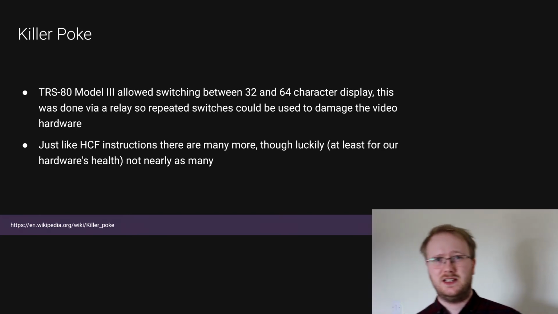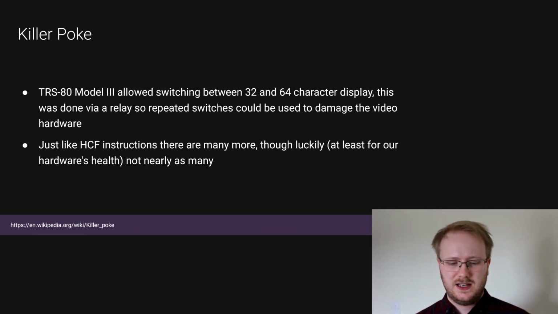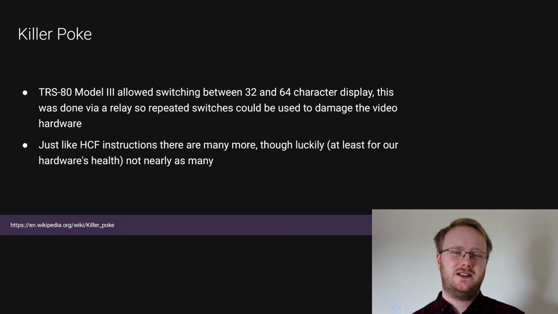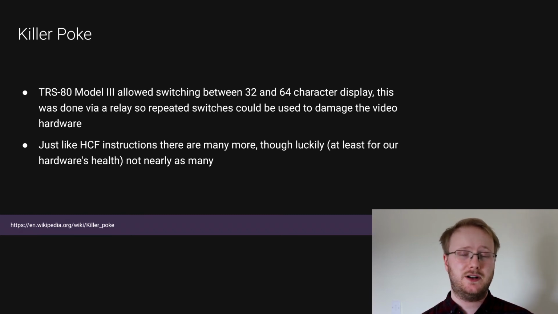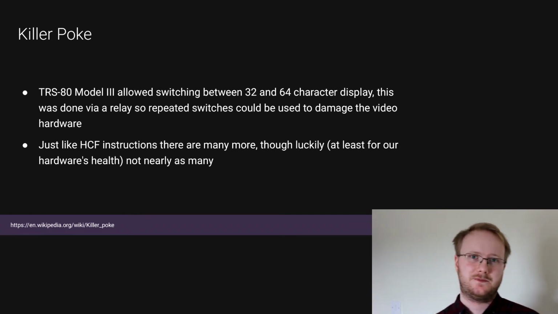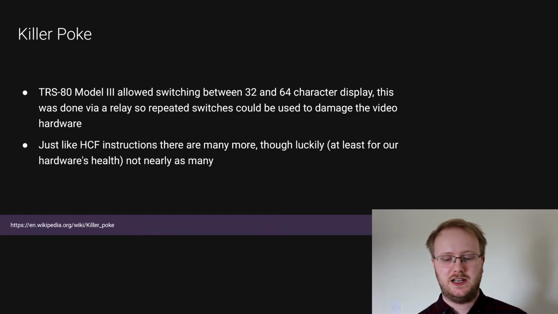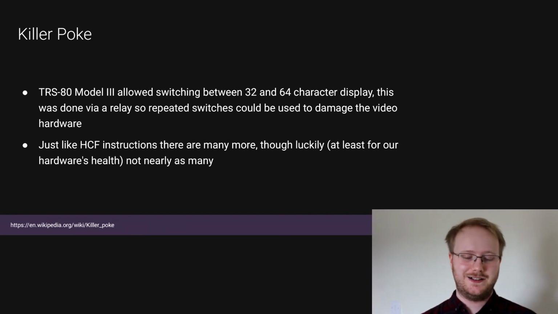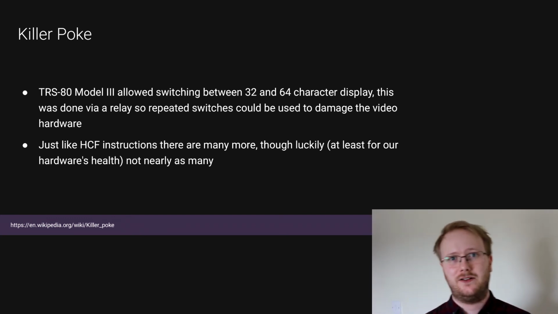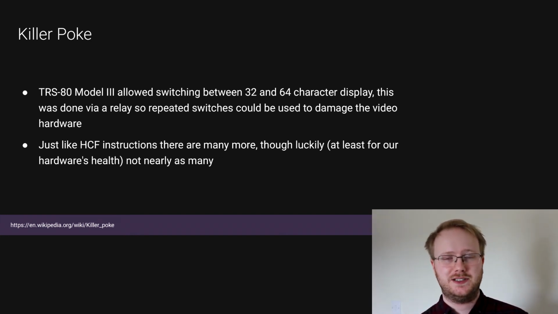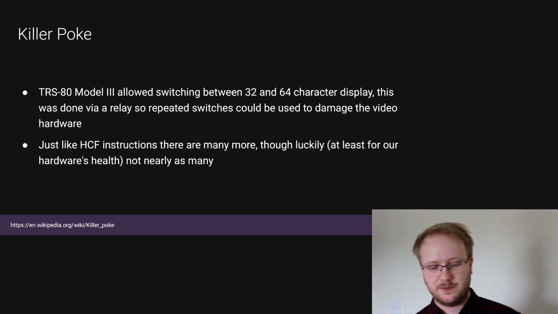Also, another example was on the TRS-80 Model 3, which allowed switching between 32 and 64 column text modes. This was accomplished, however, using a relay, i.e. an actual electromechanical component, which was in the video system. So every time you switched, the relay would turn on and off. So if you were to, say, write something to do this repeatedly, then you could theoretically wear out and break the video system. And that's just a few examples. The list goes on, just like in the halt and catch fire examples.